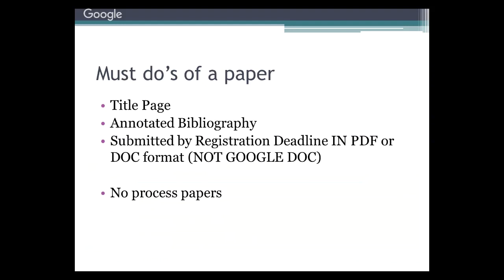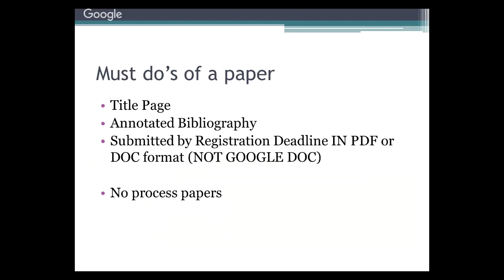The annotated bibliography is very easy. You've likely seen them in the last couple of years. They are MLA or Chicago format with an annotation. So what did you use the source for? And then they need to be submitted by the registration deadline in PDF or doc format. It cannot be a Google Doc. I know we emailed students back and forth. If they submitted a Google Doc for the regionals, unfortunately, there is no option this time. It must be a PDF or a Word doc format.